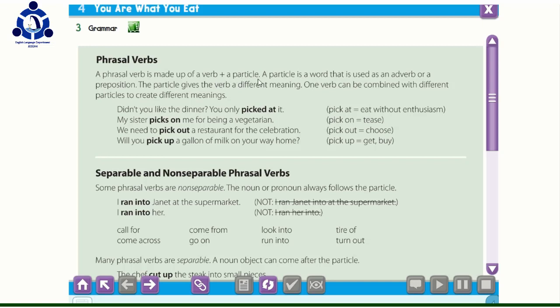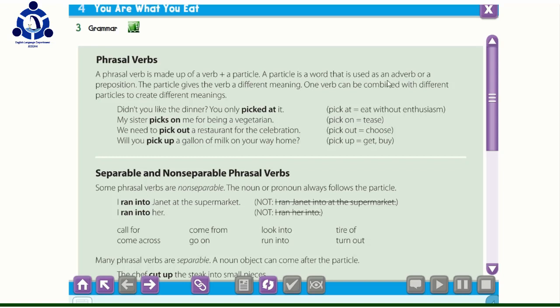What is a particle? A particle is a word that is used as an adverb. You know adverbs. Adverbs are words usually ending in ly that describe how, when, or why the verb in a sentence is done, sometimes. So this is an adverb, like an adjective. Do you know adjective? An adjective is a word that describes the subject, the one who did the verb. So an adjective describes the subject, while an adverb describes the verb itself.